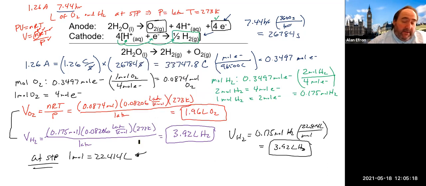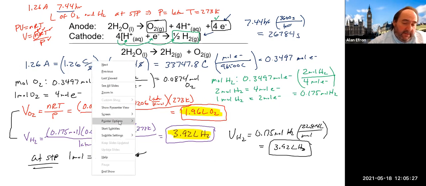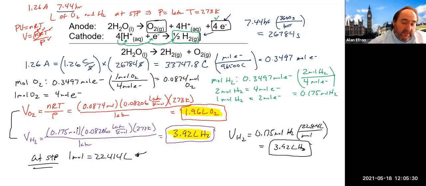Now, what do we see here? If you look at the comparison of the amount of hydrogen gas collected versus the amount of oxygen gas, what you see is what we talked about previously, that you got twice as much hydrogen gas collected as you do oxygen gas, right? So if you times 1.96 by 2, you get that number right there. Any questions on electrolysis problems? These are common electrolysis problems.